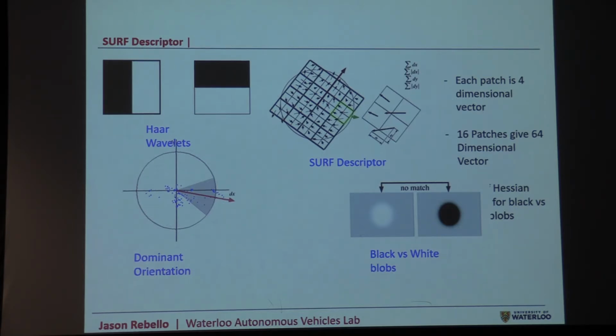I don't know why it's not showing up on the screen over here, but over here it's clearly shown that each of these patches, so this patch over here, contributes to a 4-dimensional descriptor. I see. And then because you have 4 across and 4 down, you have 16 patches, and each of those 16 patches gives you a 4-dimensional descriptor, so you get 64 dimensions. Right? So the 4 values actually come from this square over here.